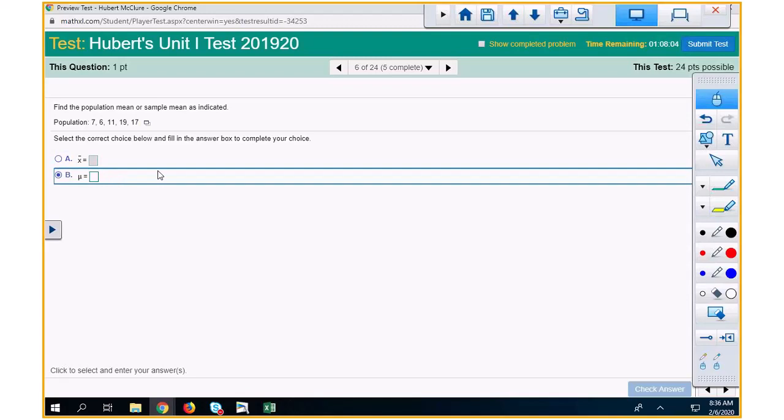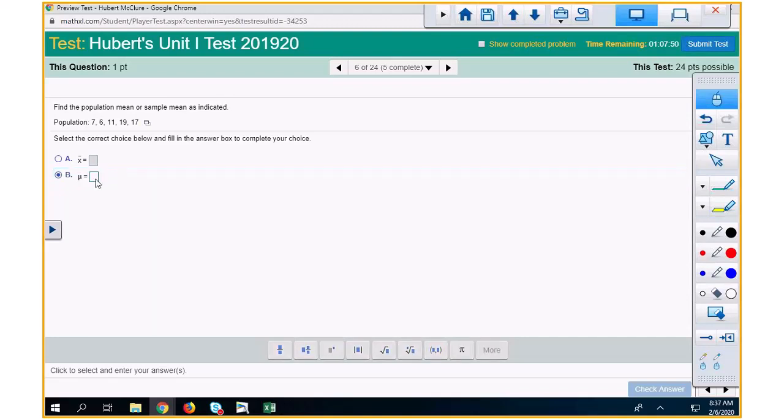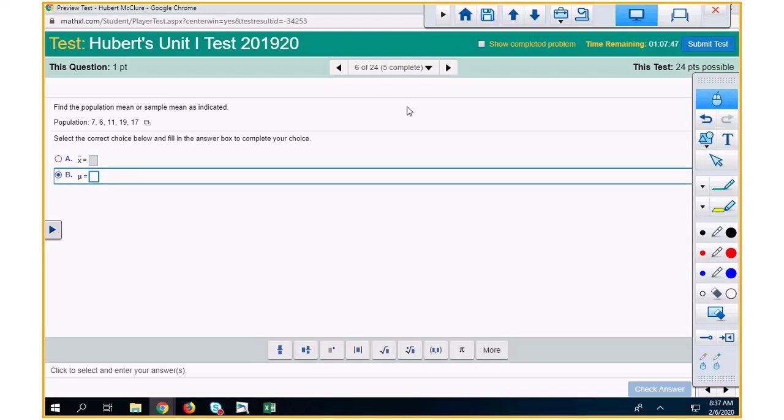So somebody do it right quick and tell me what the mean is. We're going to try to get all the right answers. 7 and 6, 13, 24, 33, 50. 50 divided by 10. Somebody check and see if it's 10. No, it's got to be the standard. Is it standard? Yeah. Somebody check me.